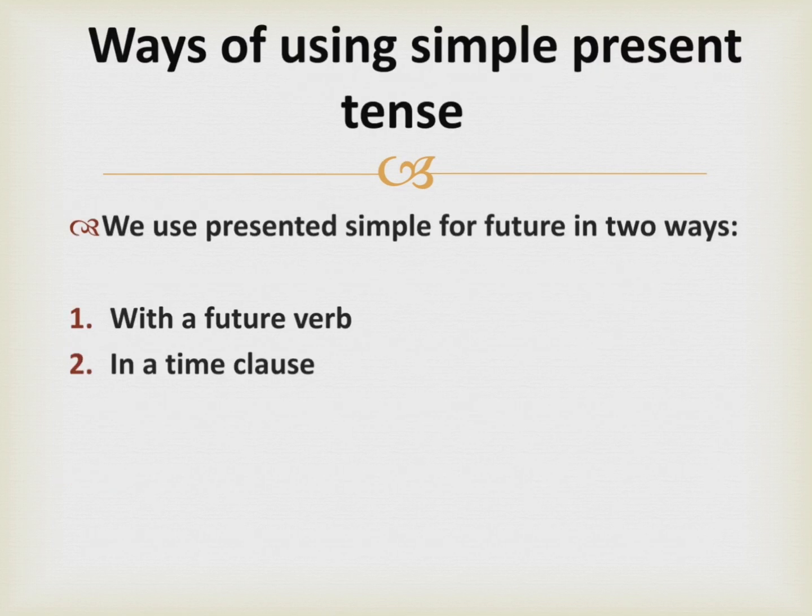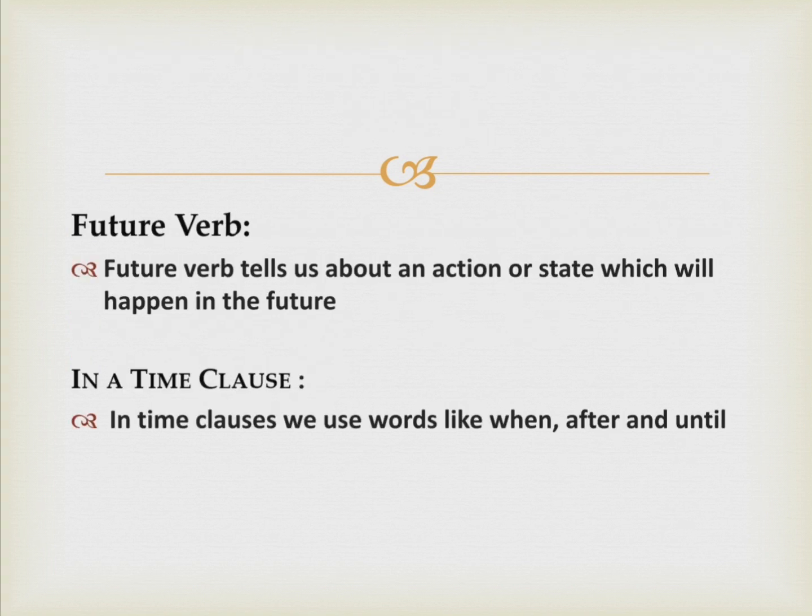There are 2 ways of using simple present tense. We use present simple for future in 2 ways. Number 1, we use it with the future verb. Number 2, we use it in a time clause. Let's talk about what is a future verb. A future verb tells us about an action or state which will happen in the future.